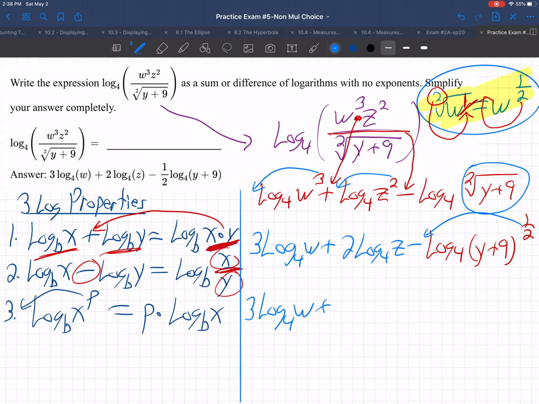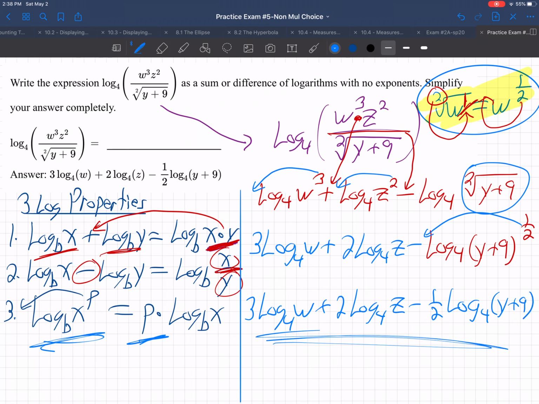Log base 4 w plus 2 log base 4 of z minus the half power comes to the front. That's log property 3. Powers can come down to the front. Y plus 9. There we go. There's the answer, which they said here all along.